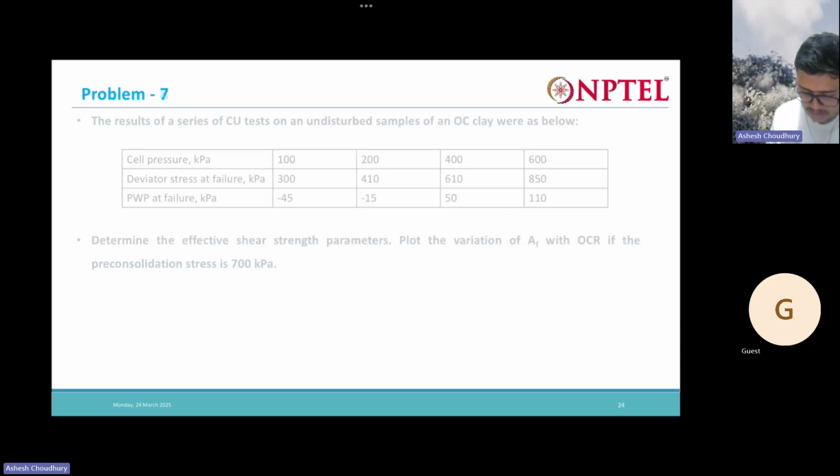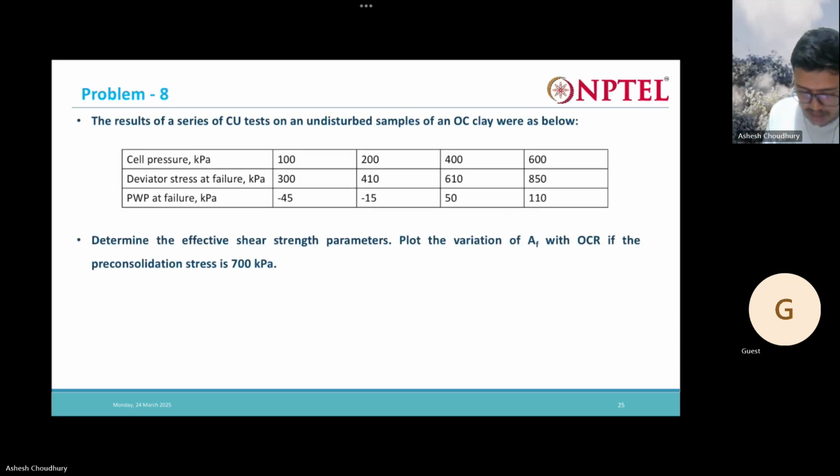Okay, so let's do the next problem. The results of a series of CU tests on an undisturbed sample of an over-consolidated clay are given below. So we are doing a CU test on an over-consolidated clay sample. This is over-consolidated, not normally consolidated. Hence the pore water pressure is negative at failure.